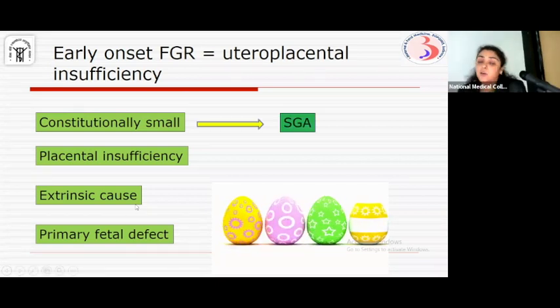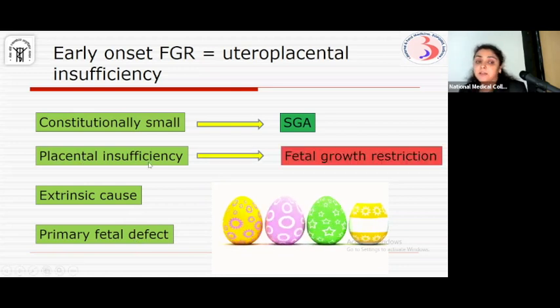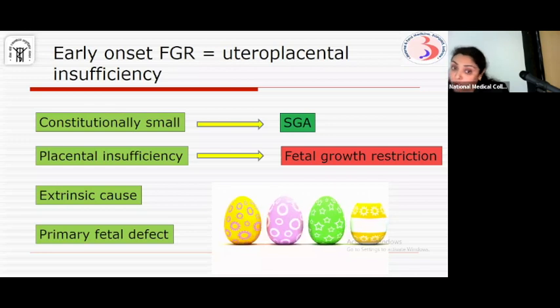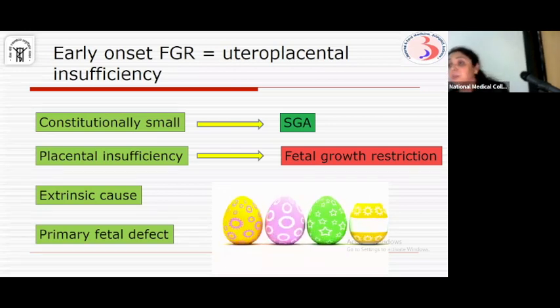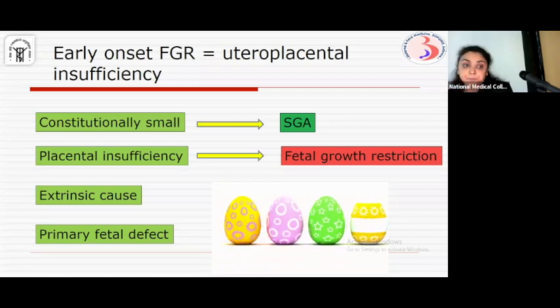There can be extrinsic causes like maternal poor weight gain, anemia, or there can be a primary fetal defect. That is not the cause of concern here. The concern is if there is utero-placental insufficiency, which is actually fetal growth restriction. So here we need to take into account our Doppler, because once 60% of the placenta is obliterated, the Doppler will be abnormal. So we totally rely on the radiologist to tell us, but they will not tell us what to do. We need to know what to do. They will give us the report.